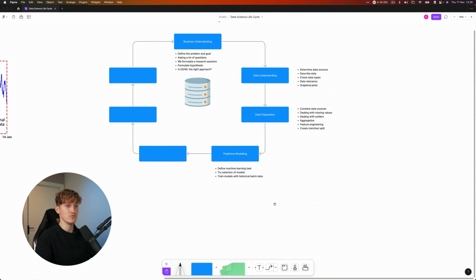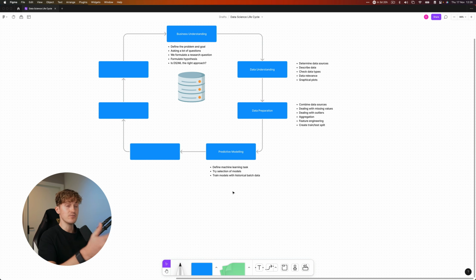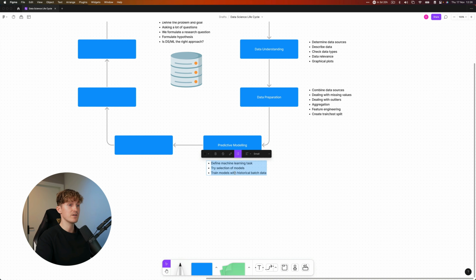And I forgot to mention that just here, that it could also be the case that it's an unsupervised learning problem, so that we don't have any labeled training data and we use a technique like clustering, for example, to solve our problem. Another task that we typically perform here is hyperparameter tuning. And this is the process of tweaking the hyperparameters of a model in order to improve the performance. And hyperparameter tuning is also something you do in the next step, which we will get into in a bit.